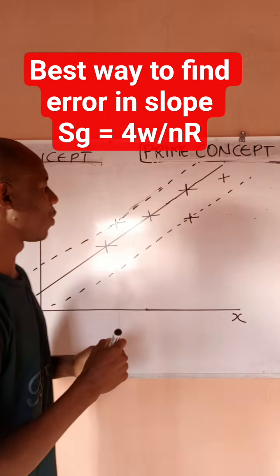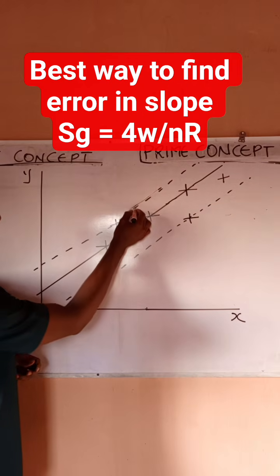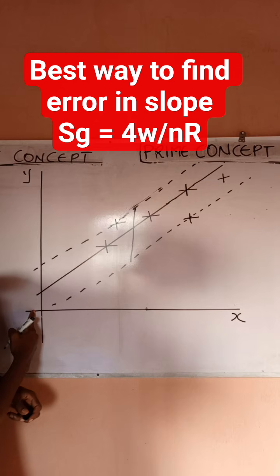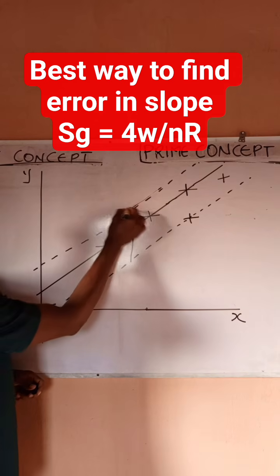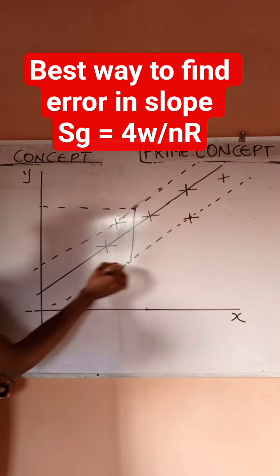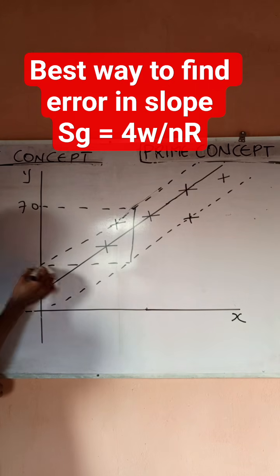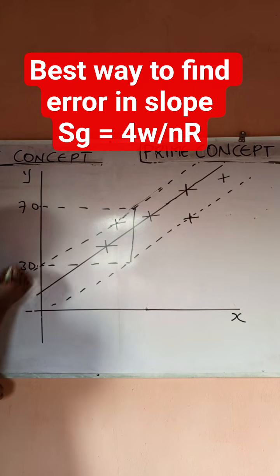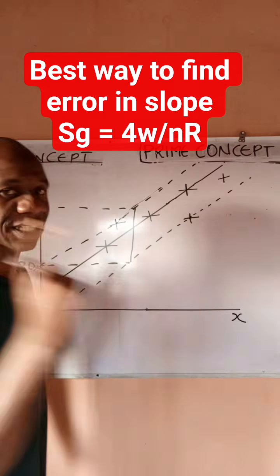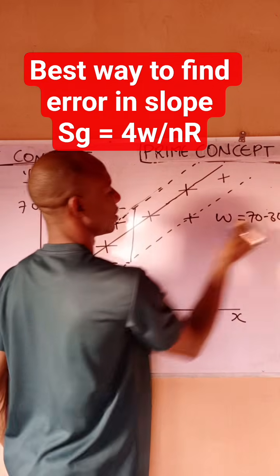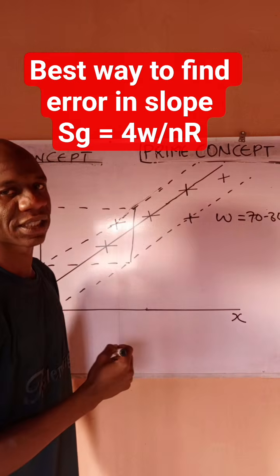So what is the next thing I want to do? I want to draw a straight line like this, and this straight line should be parallel to your vertical axis. So you trace this to this point, and this to this point. Say you have a value 70 on this point, and a value 30 on this point. It means that your vertical scatter W would be equal to 70 minus 30. So with this, you've gotten your vertical scatter.